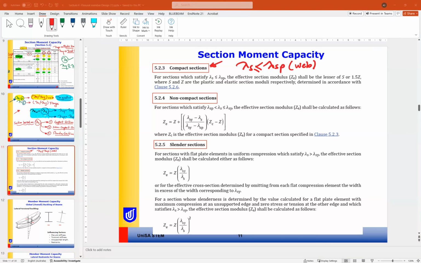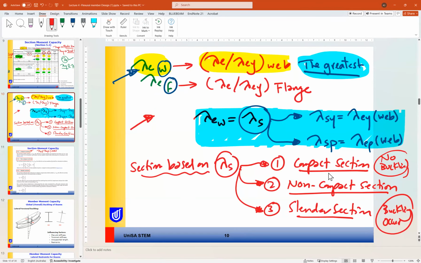Compact section means no buckling, so this is the best thing you can get. So we will design based on whether the section is compact or non-compact or cylinder. We don't need to change the section now. At this stage, we just need to know if the section is compact, non-compact, or cylinder, because the calculation will be based on that.